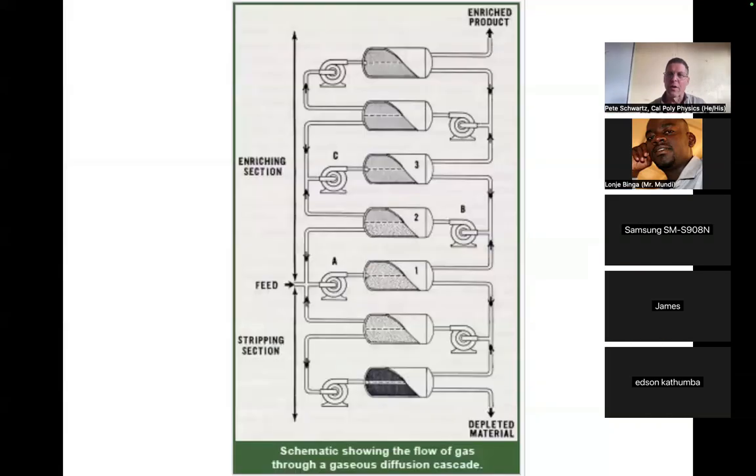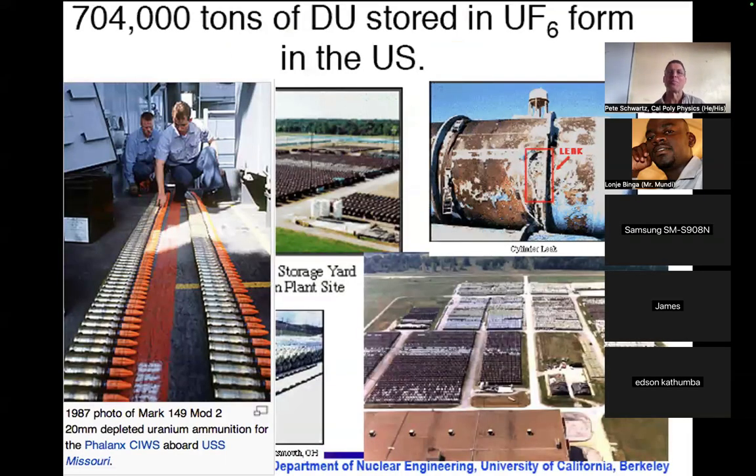So then you ask yourself, what do you do with all the other stuff? Right? Because only 0.7% of it is 235. So you get a whole bunch of 238. And this is called depleted uranium, DU, depleted uranium.